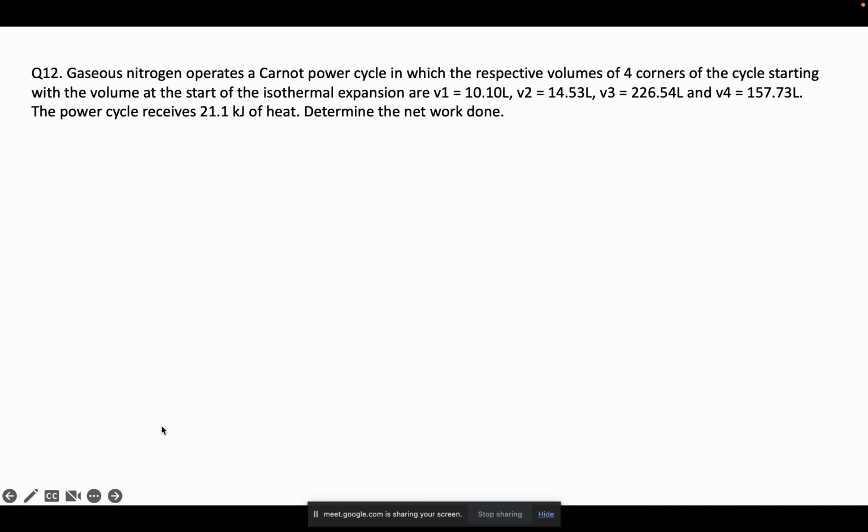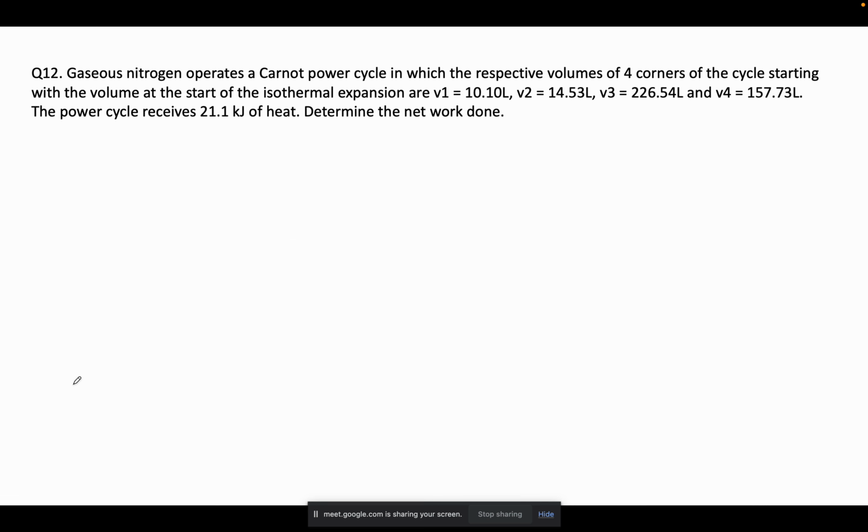Next, let us come to the last question, the gaseous nitrogen. Gaseous nitrogen cycle operates on a Carnot power cycle, in which the respective volumes of the four corners, starting with the volume at the isothermal expansion, V1 V2 V3 V4, are given. The power cycle receives, that means heat added to the cycle is given to us as 21.1 kilojoule. Now you have to determine the net work done.